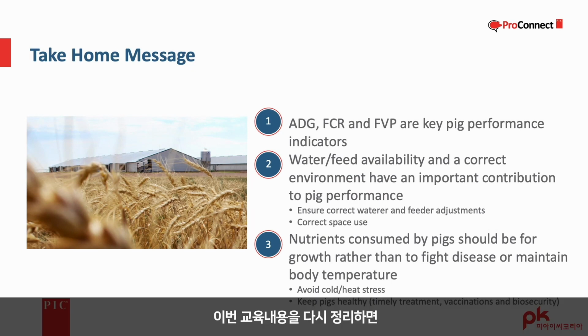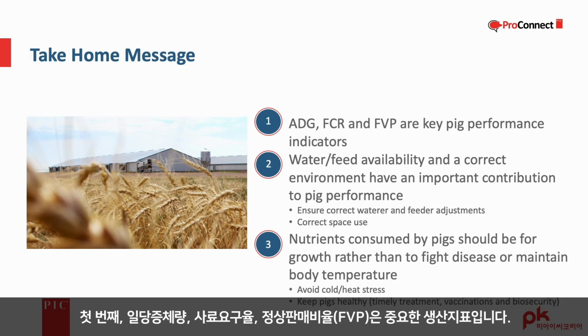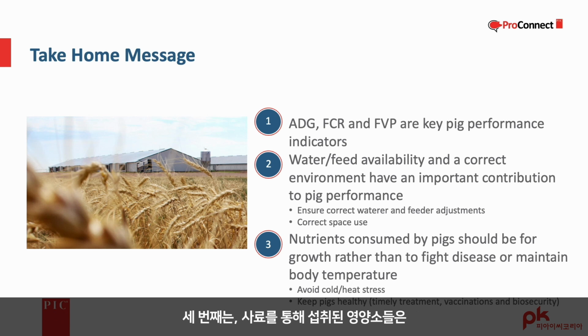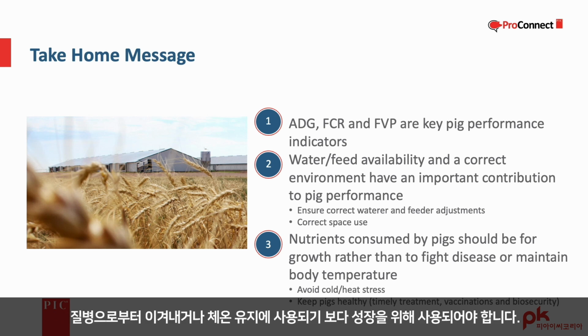The key points to remember are: first, average daily gain, feed conversion ratio, and full value pigs are key pig performance indicators. Second, water and feed availability and a correct environment have an important contribution to pig performance. And third, nutrients consumed by pigs should be for growth rather than to fight disease or maintain body temperature.